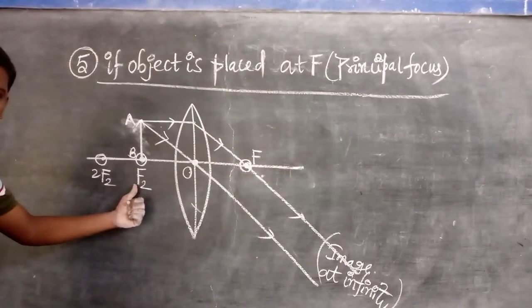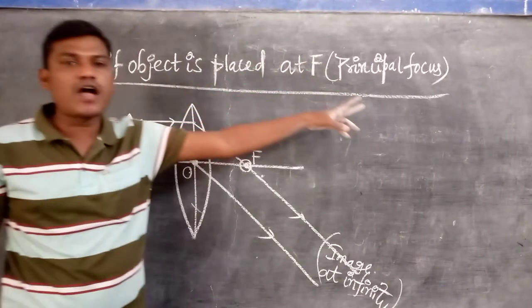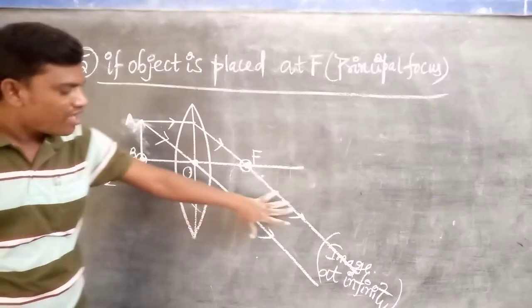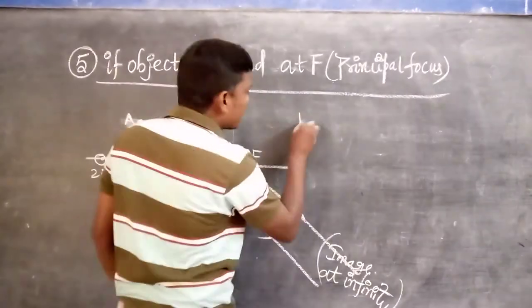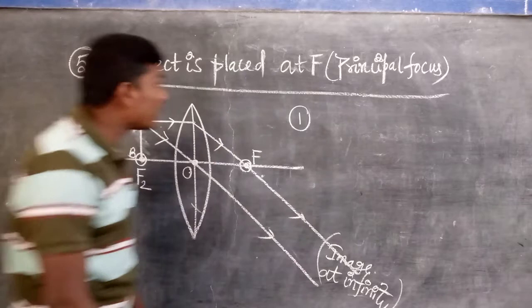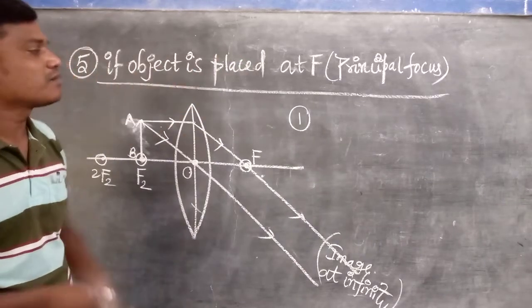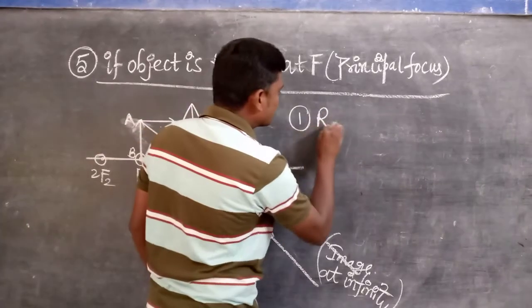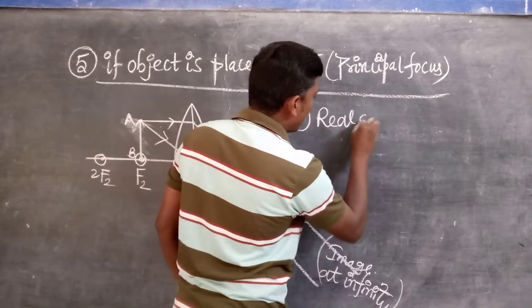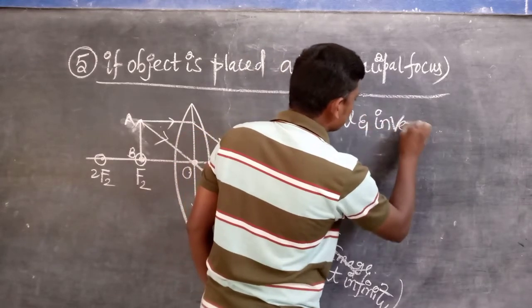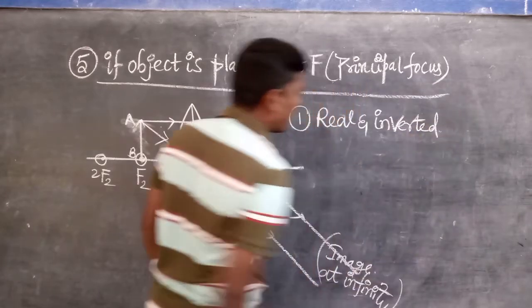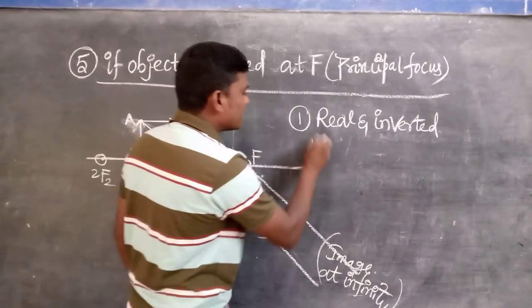Now the object is at the focus, and the image will be formed at infinity. Actually, the two rays meet at a long distance. That's why, what is the nature of the image when the object is placed at the principal focus? In this case also, a real and inverted image will be formed. Real and inverted image is formed.